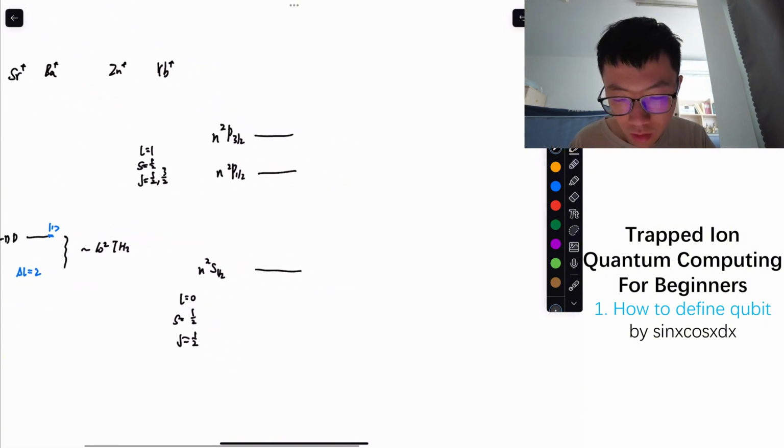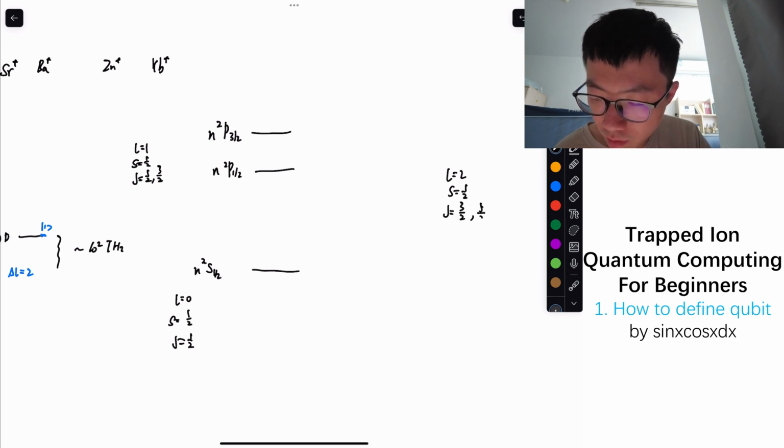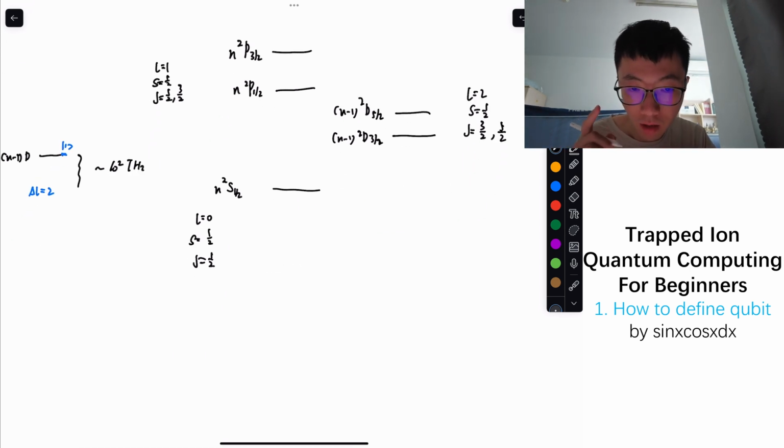As for D, it also has several different choices anyway. As for D, L equals 2, S equals 1/2, and J equals 3/2 and 5/2. So that it has two states, okay? Two states. And D 5/2, 3/2, okay?